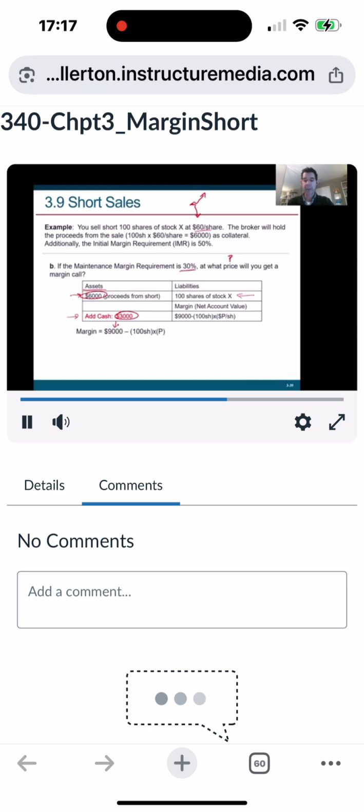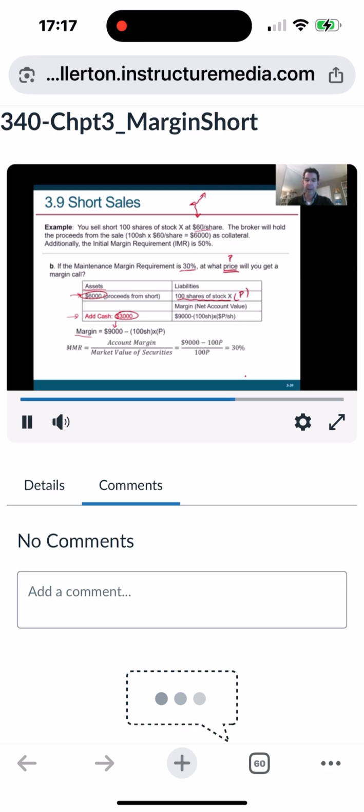Minus the liabilities. What do I owe here? It's the 100 shares of stock X, but I'm trying to determine at what price I get the margin call. So I don't know what the price of these shares is right now. So I'm going to put that as P. Okay, but that's what I owe. I owe those 100 shares at price P. So my account margin is 9,000 minus 100P.